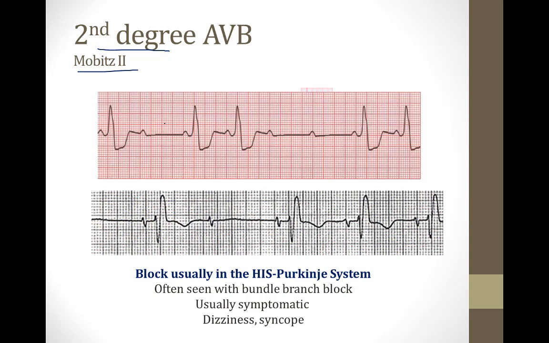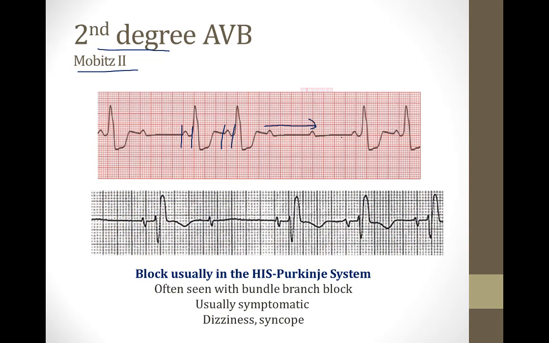Let's take a look at this example at the top of the screen. We have a P wave here with a normal PR interval, and you can see normal PR intervals in Mobitz type 2. Sometimes they are prolonged, sometimes they are normal. We then have another conducted P wave with the same PR interval. In other words, there is no prolongation. We then have two non-conducted P waves in a row.